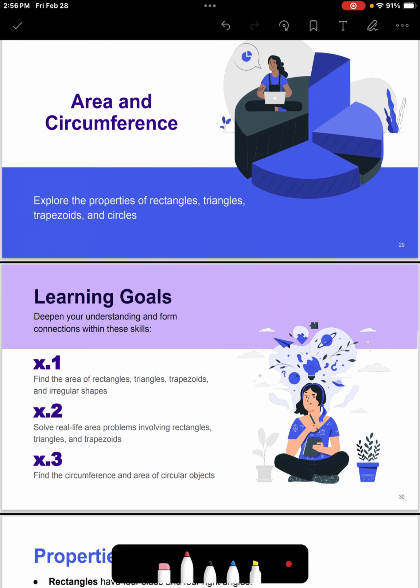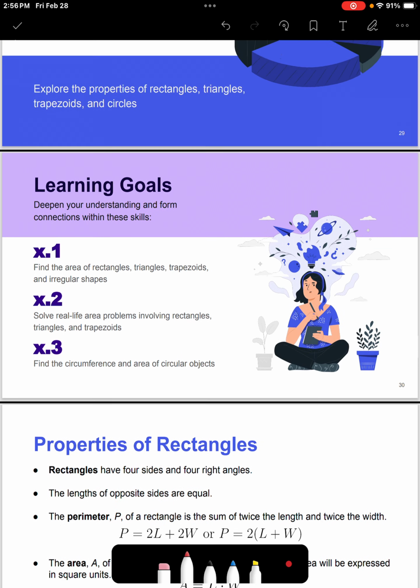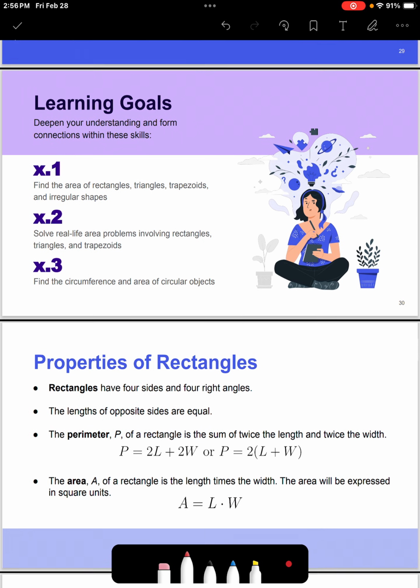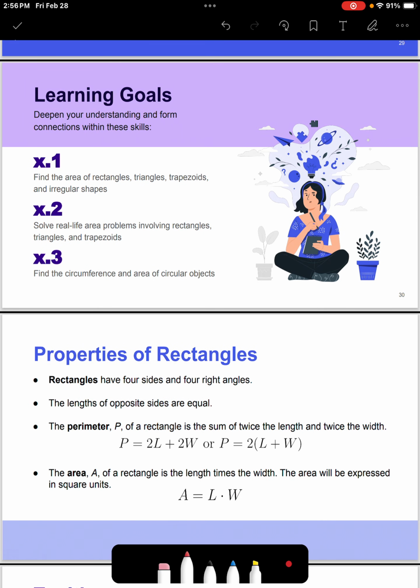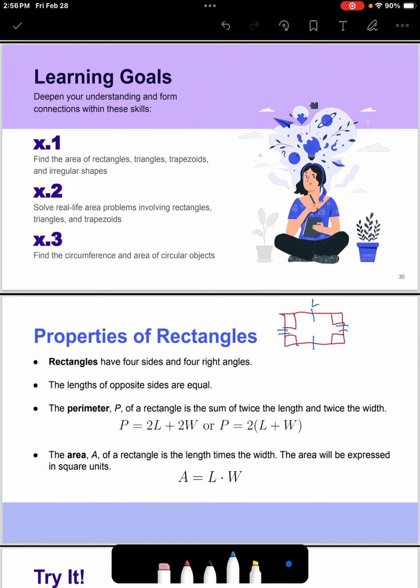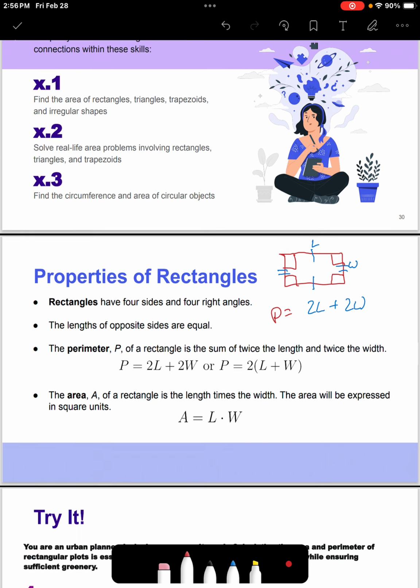Let's talk about area and circumference. So, properties of rectangles. Rectangles have 4 sides and 4 right angles. So this is a rectangle. The big thing about a rectangle is opposite sides are equal. Remember the hash marks? They mean equal. The perimeter, if this side is the length and this is the width, is equal to 2 length plus 2 width. The area is equal to length times width.